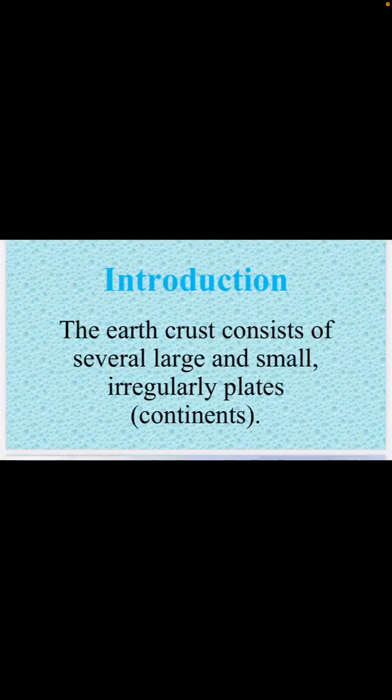The Earth's crust consists of several large and small irregular plates. Here the plates are mentioned as continents. Now the continents are divided into 7 continents, but before that there was one continent called Pangaea. Due to the circulation of the molten magma inside the Earth, which has high pressure, as we discussed in the last chapter, the plates got separated.